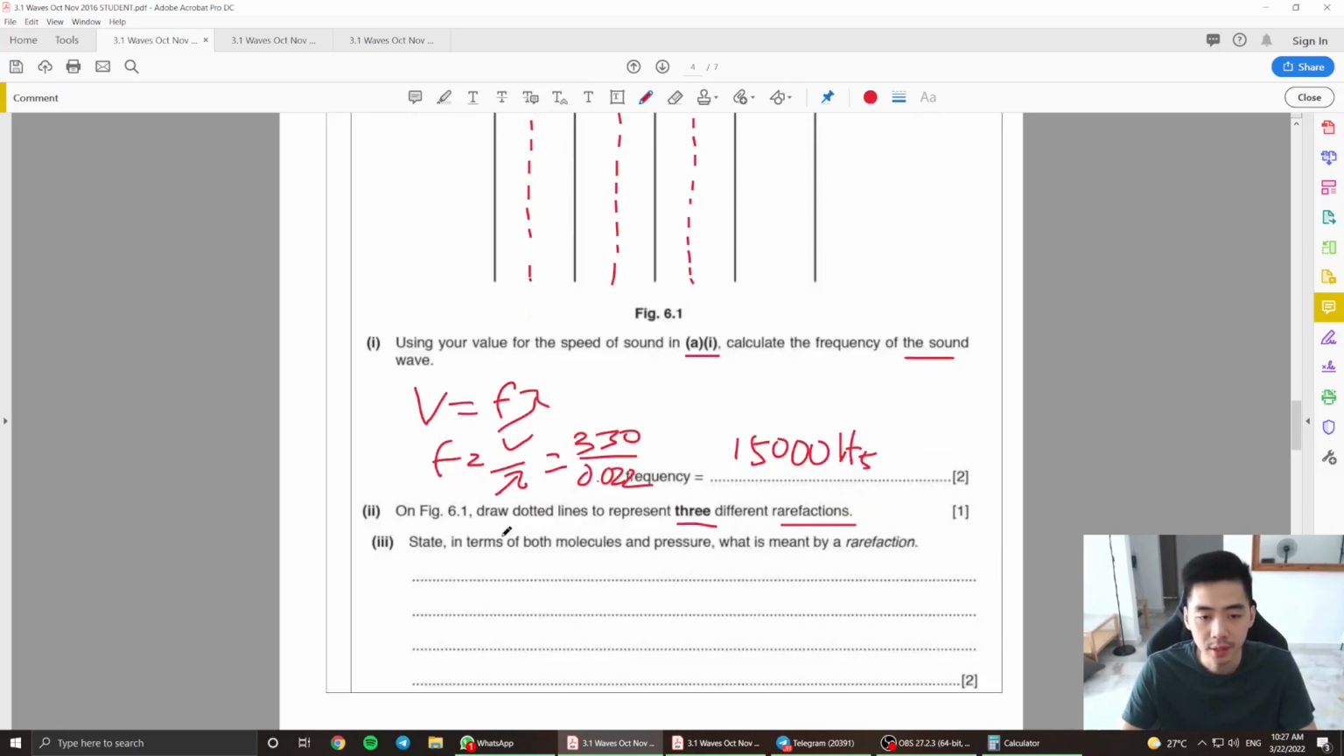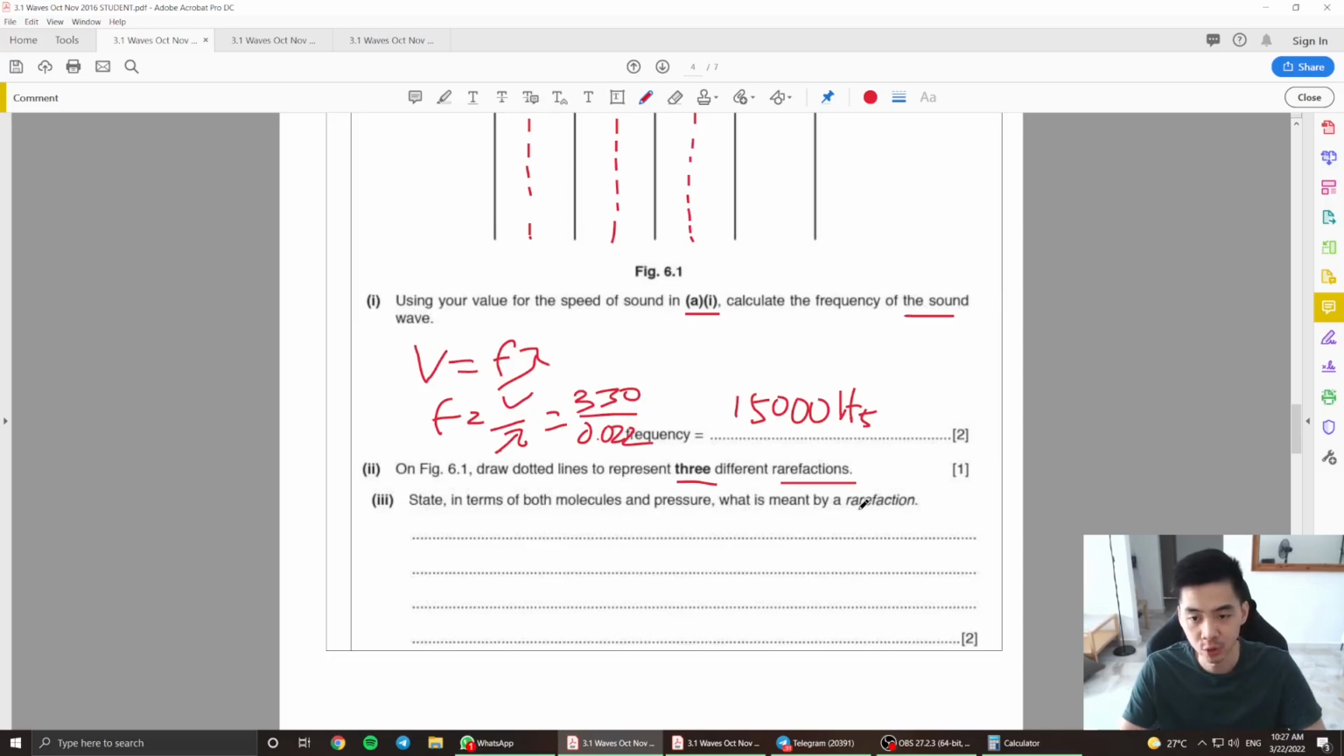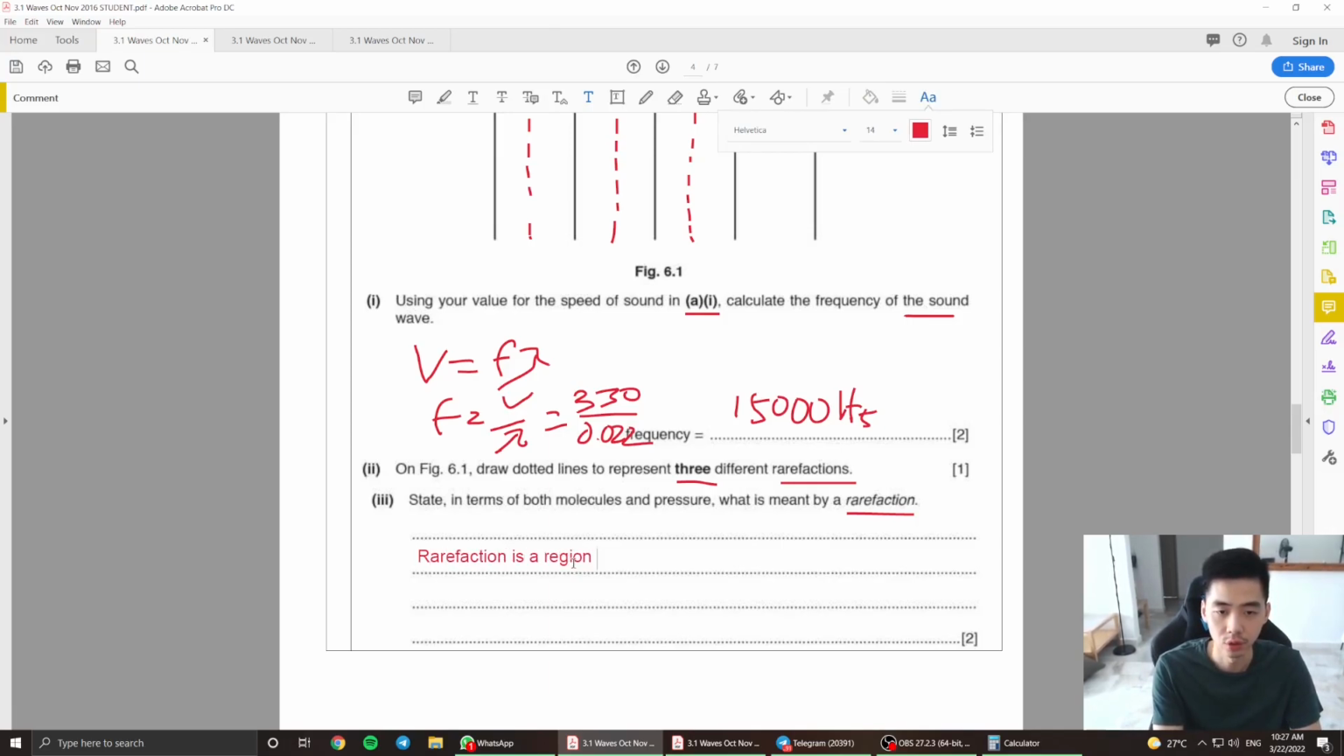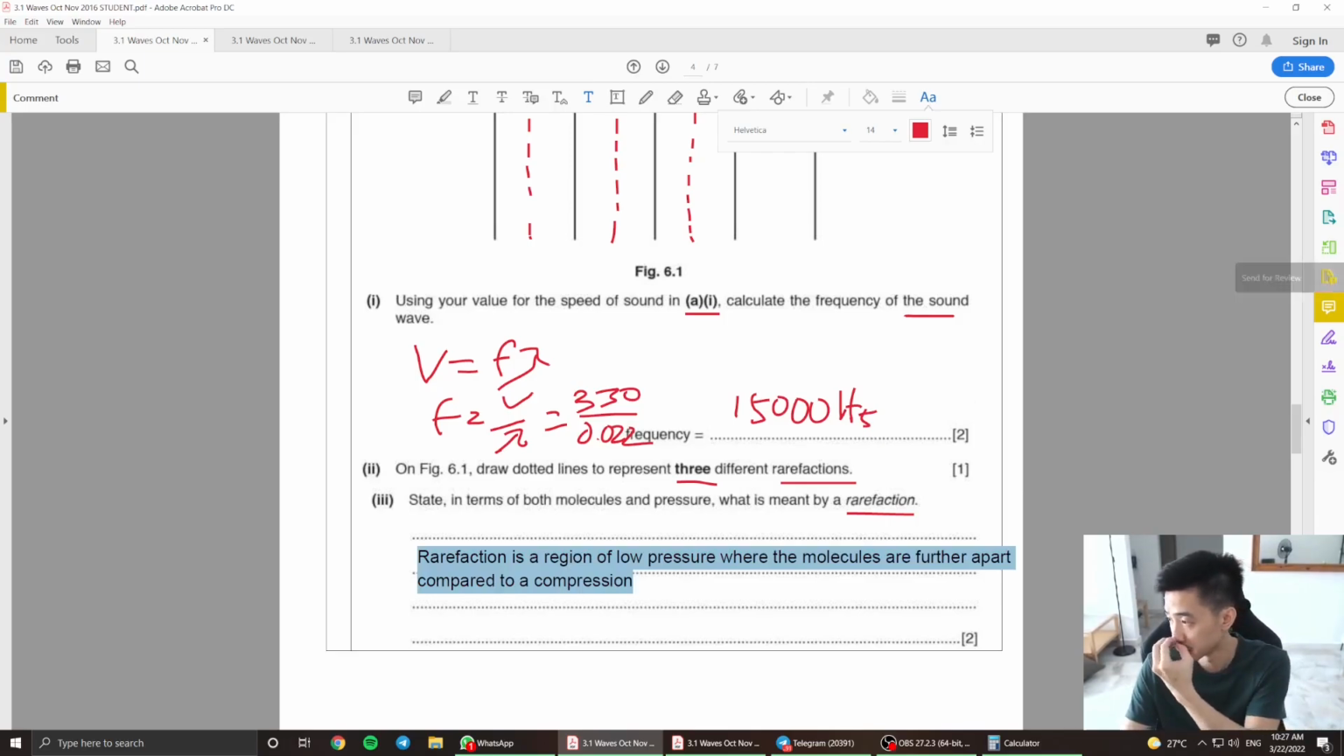Okay? State in terms of both molecules and pressure what is meant by rarefaction. Rarefaction is essentially a region of low pressure where the molecules are further apart, right? So you're supposed to write something like: rarefaction is a region of low pressure where the molecules are further apart. Okay, this is supposed to be the answer here. If they ask about compression, it's a region of high pressure where the molecules are closer together.